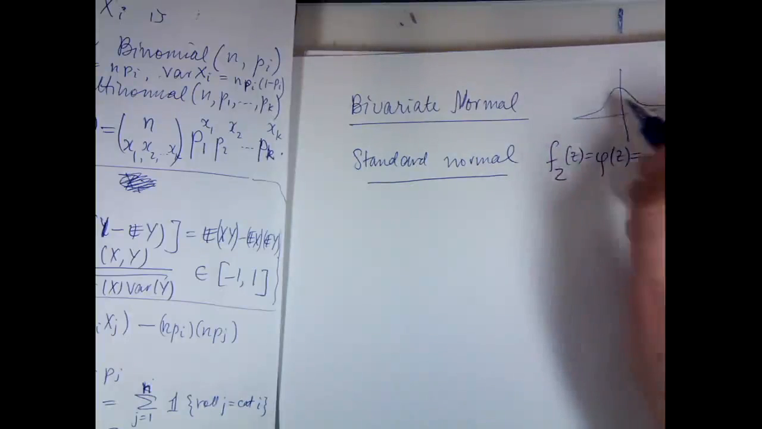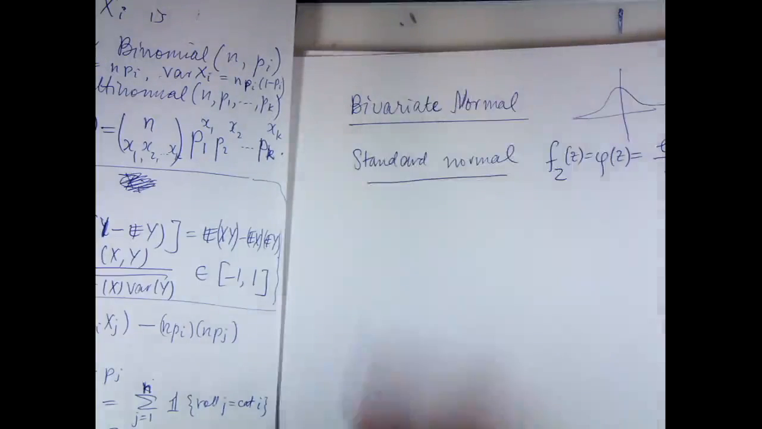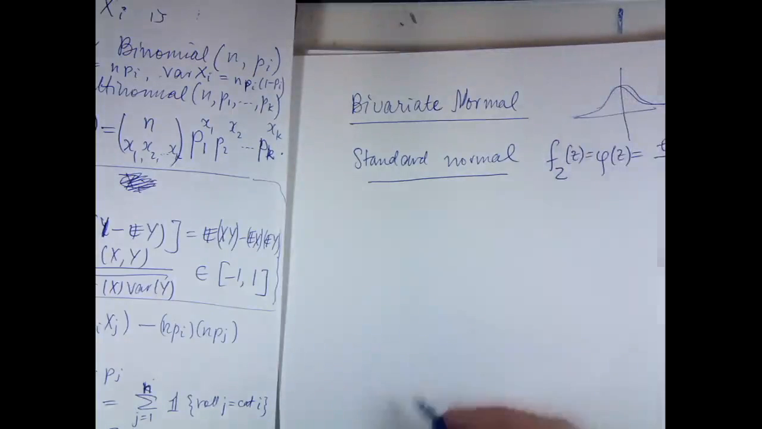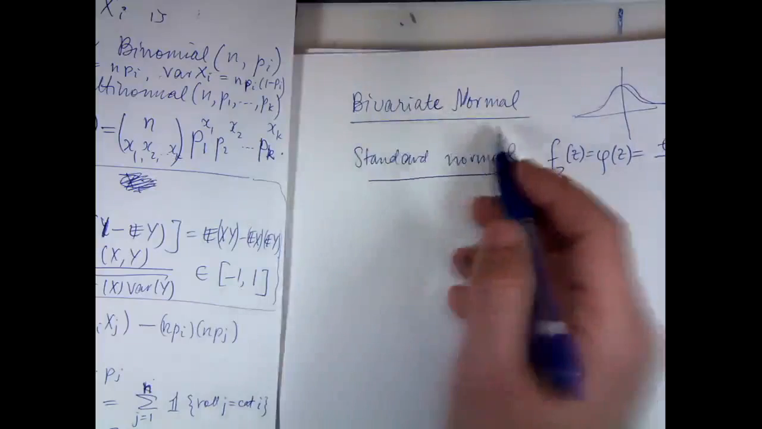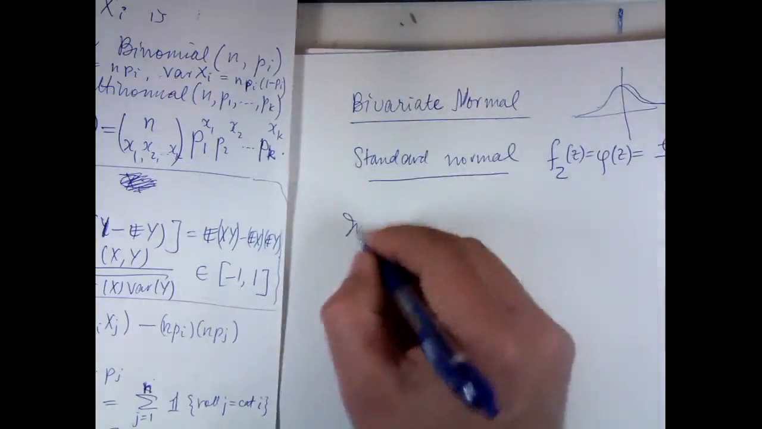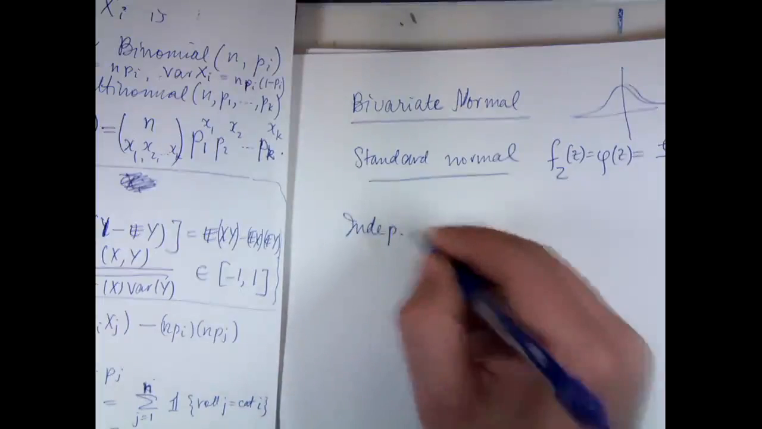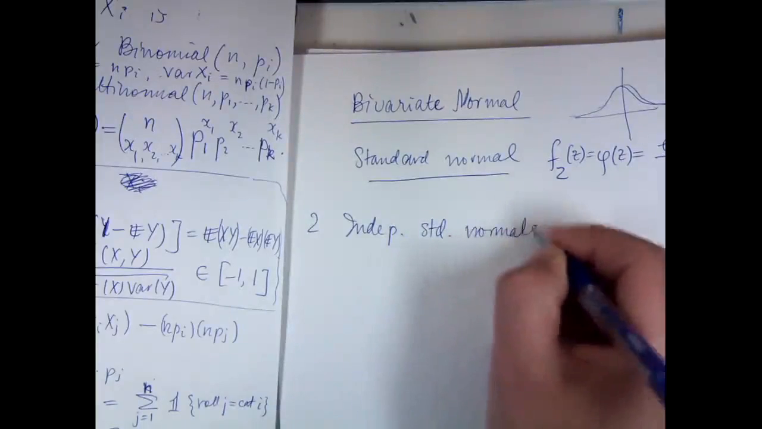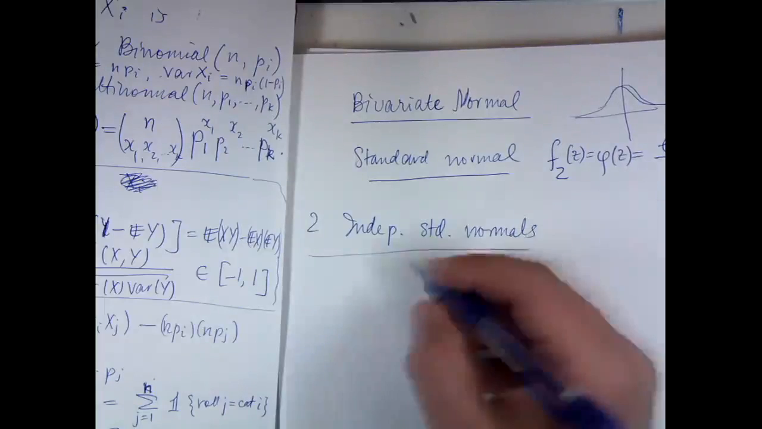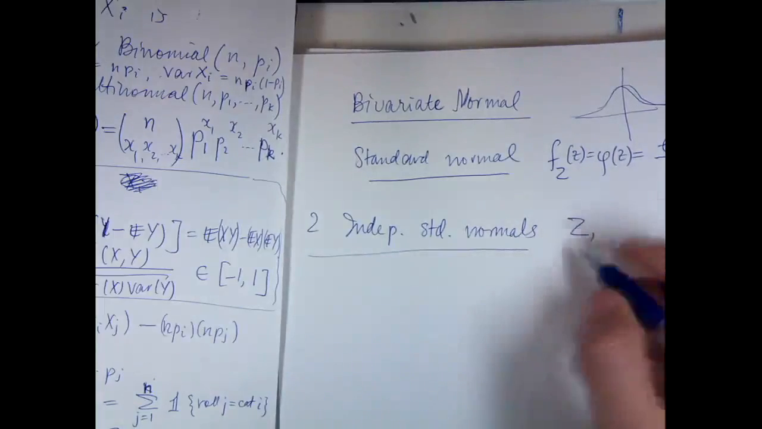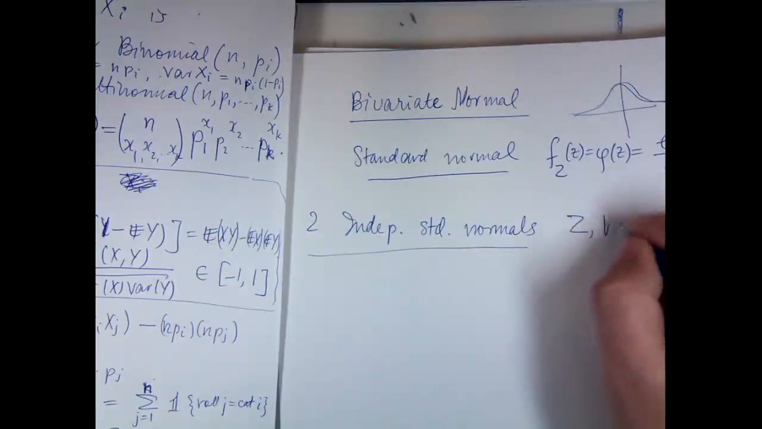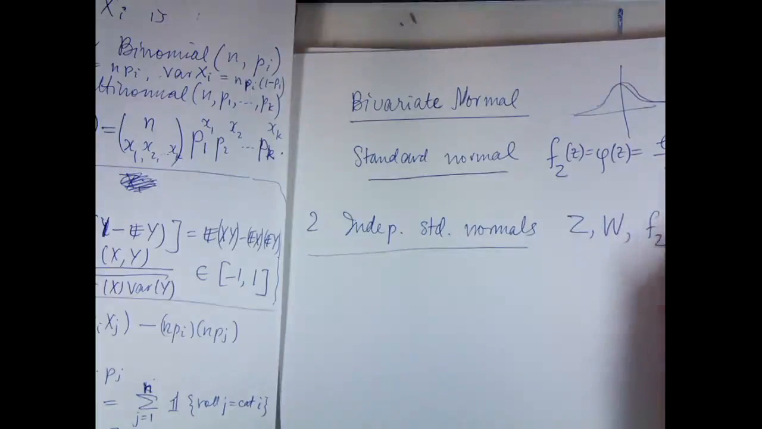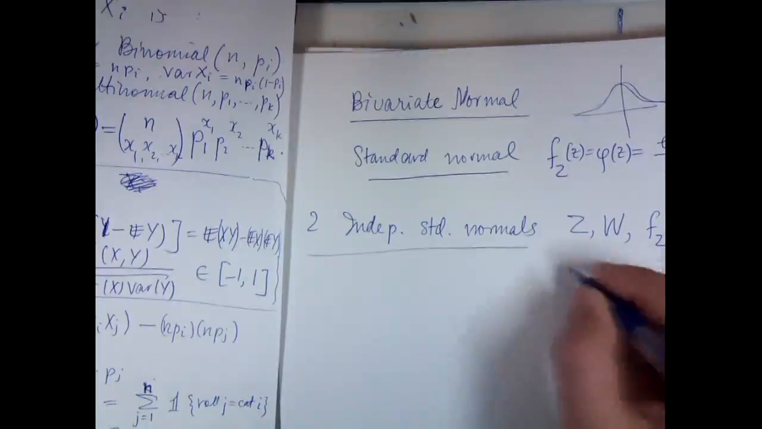Now, normals end up having a lot of geometric properties, a lot of linear algebra properties, and we're going to find out some of those. But the first thing that we know about, the bivariate normal is more general, is just the independent case: two independent standard normals. Okay? I'm going to call them Z and W because I want to keep X and Y for something else. So they're both standard normal and independent. So Z is independent of W.